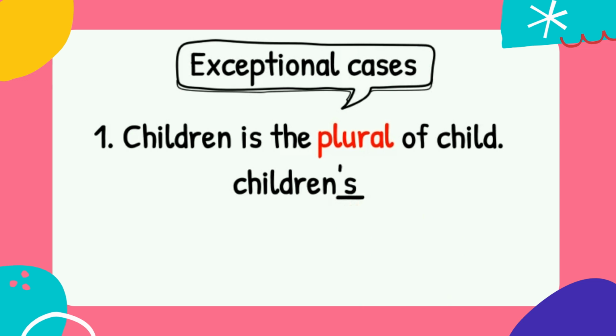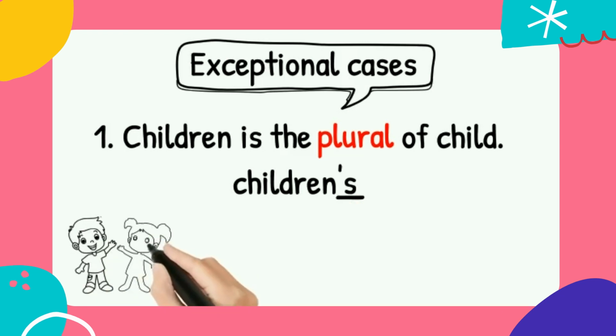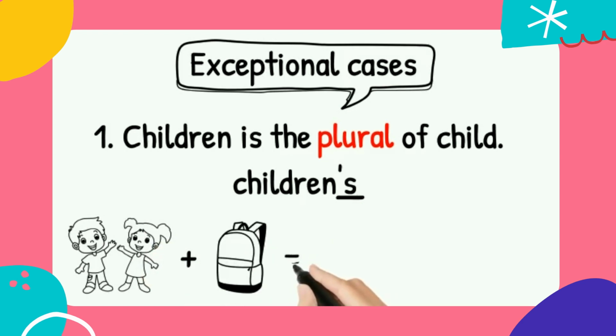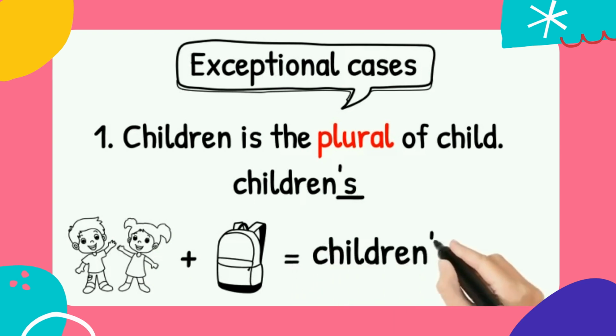Children's. For example, we have children and bag. We want to show that the bag belongs to the children. We write it as children's bag. Apostrophe S. Even though children is plural word, we use apostrophe S.